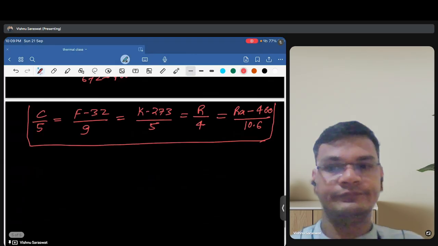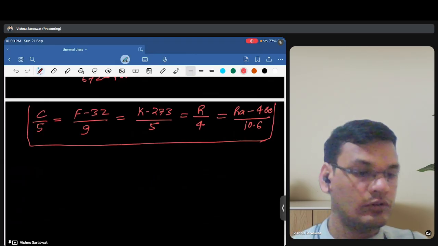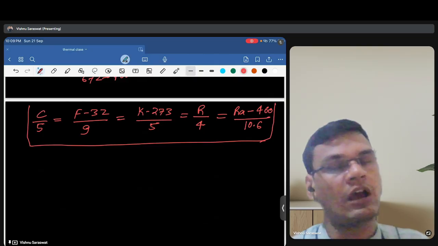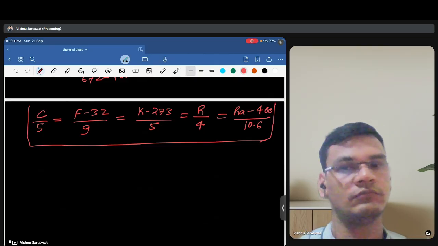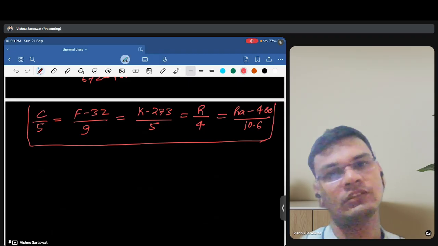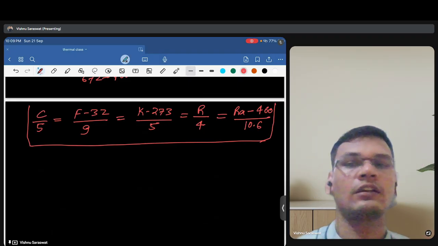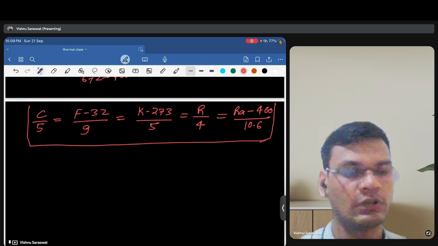So here, this is the thing in how you can deal with the different temperature scales, or how you can convert the temperature scale from degree Celsius to Fahrenheit, Fahrenheit to Rankine, Rankine to Reaumur, Reaumur to degree Celsius. So these all are interconnected, and you need to learn this formula. Keep in mind, you need to learn this formula.